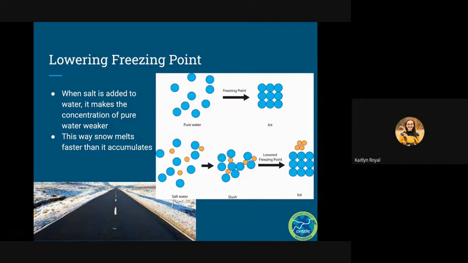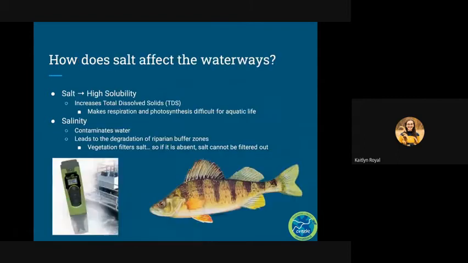Salt sounds great. It works on our roadways to make them safer for drivers, but what are the costs of using salt? Salt, which we just saw, is highly soluble. Due to this, salt increases the total dissolved solids in waterways. Increasing TDS can make respiration and photosynthesis difficult for aquatic life.